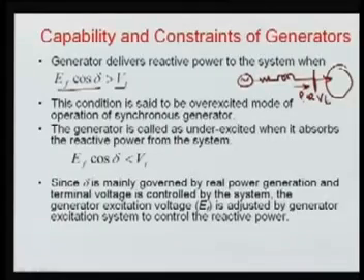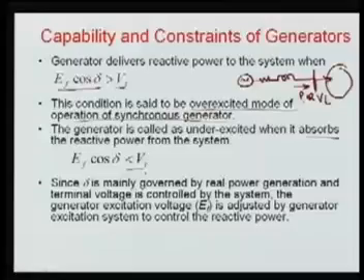And this condition is said to be the overexcited mode of operation of the synchronous generator. It means this value EF is more than your terminal voltage; it is called overexcited. The reverse is underexcited, where this EF cos delta is less than your terminal voltage, and in this case the generator absorbs reactive power from the system. The absorption of reactive power by the alternator is not the normal case, and it is not allowed unless there is some specific need.